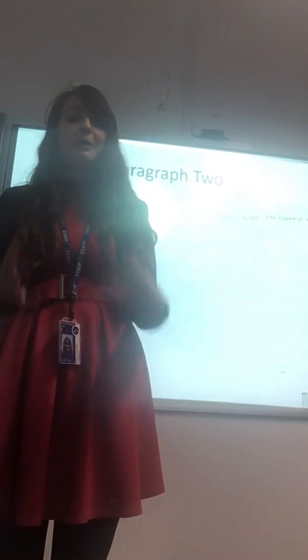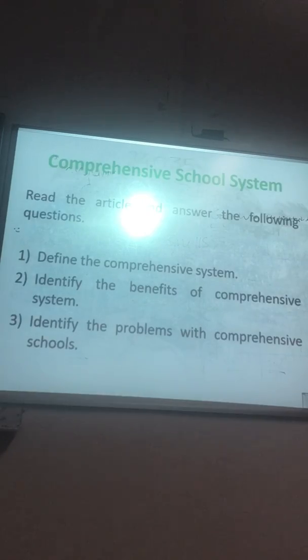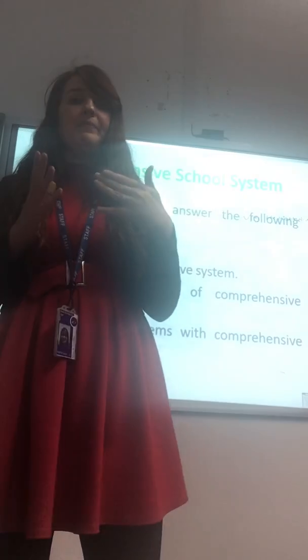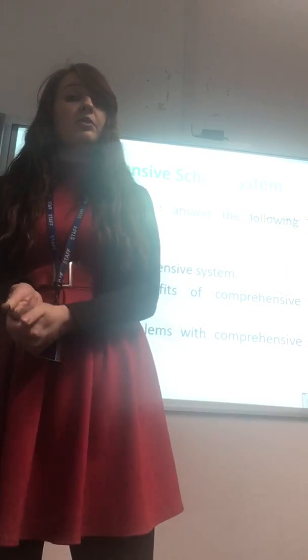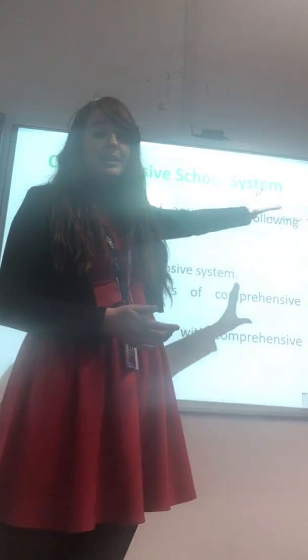Paragraph 2, we're skipping ahead a little bit to look at what replaced the tripartite system, and that's comprehensive schools. It was found that the tripartite system caused a lot of inequality, and when the Labour government got in, they felt a bit like they needed to change things, make things more equal. So they got rid of this idea that schools could select their students. What they did was develop the comprehensive school system.